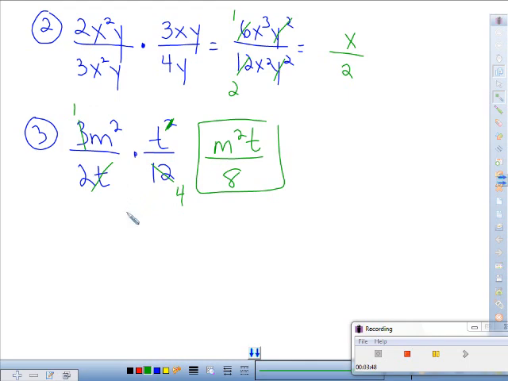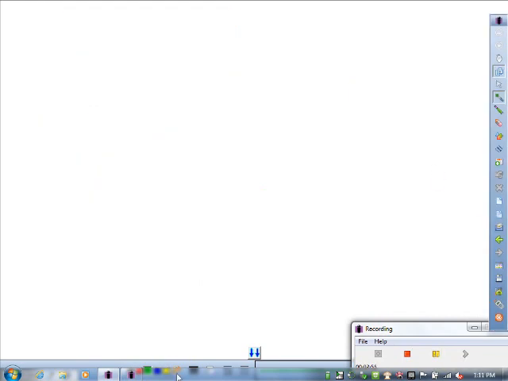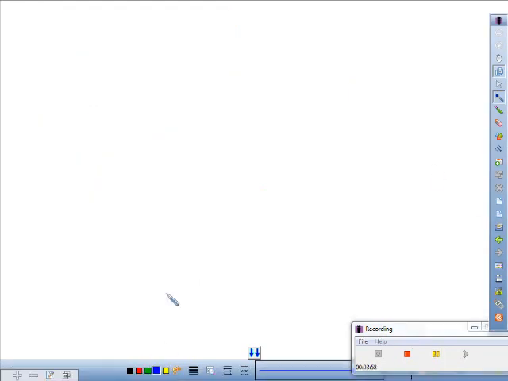Again, I personally don't like that method, only because our next one, they're going to get a little different. Try this one on your own.